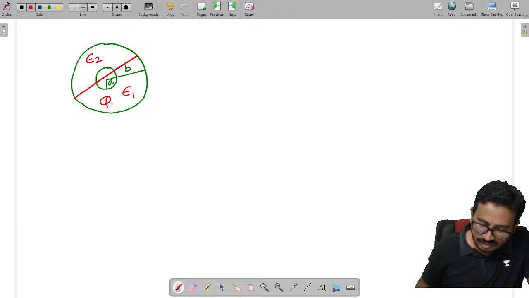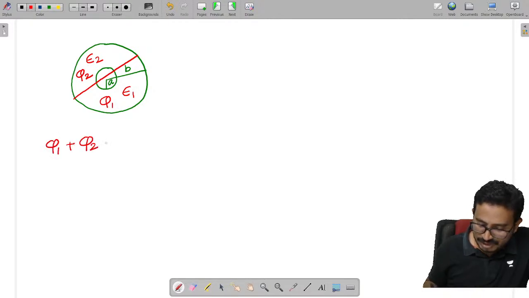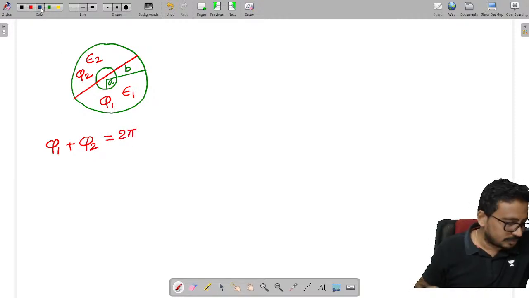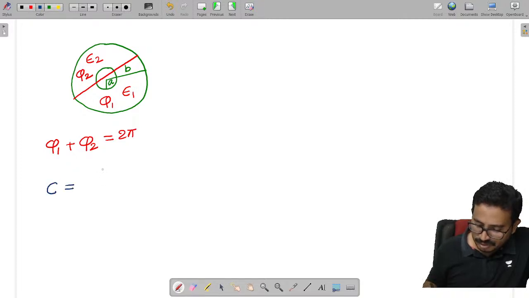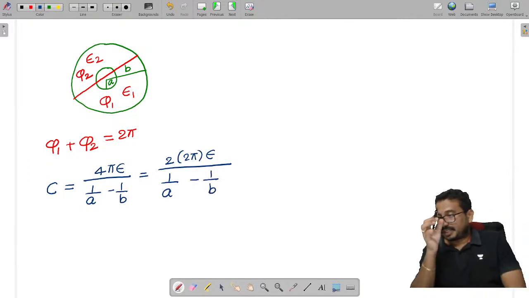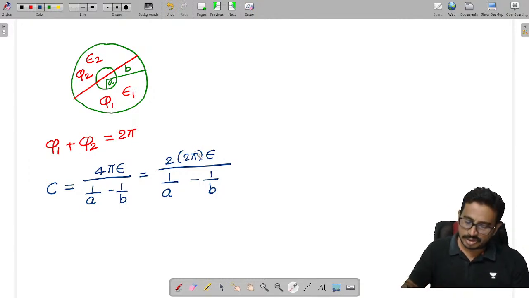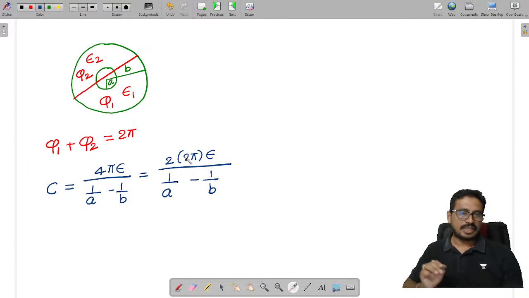Now this angle is phi 1, this angle is phi 2, where phi 1 plus phi 2 is equal to 2 pi. Now you tell me, what will the capacitance be? We have the basic formula, 4 pi epsilon by 1 by A minus 1 by B. Now we are modifying this as 2 into 2 pi into epsilon by 1 by A minus 1 by B. Where did this 2 pi come from? It comes from phi 1 plus phi 2, that is 2 pi here. That's why we modified it.